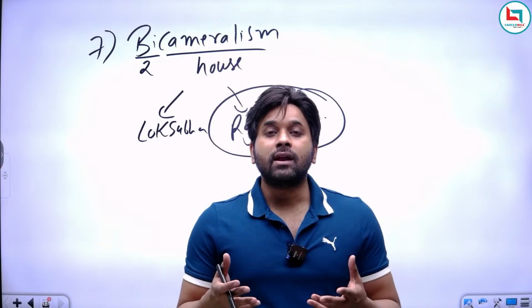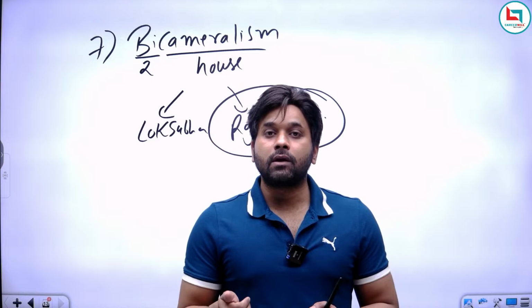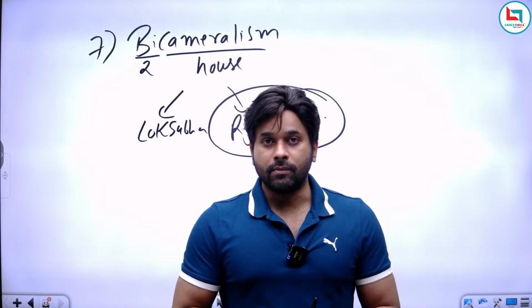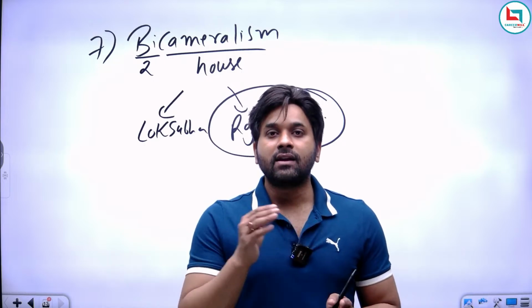Now, we also studied that the parliamentary system is known by three different names. The first is responsible government, the second is cabinet government, and the third is the Westminster model of government. We also discussed that the parliamentary system is present at both levels, center and states.